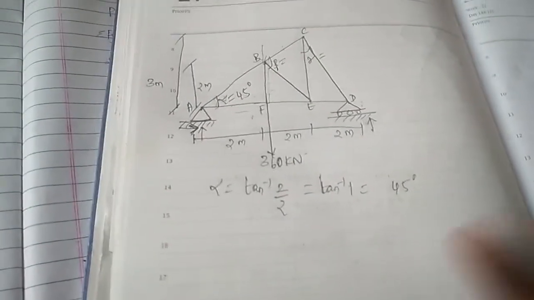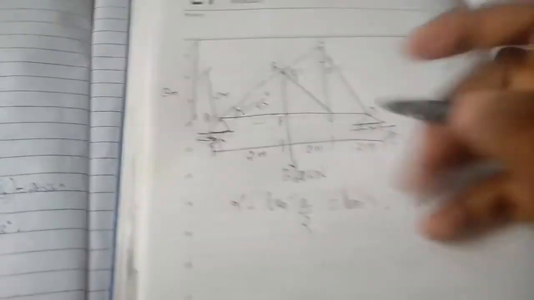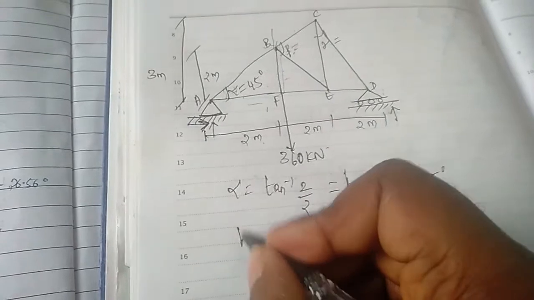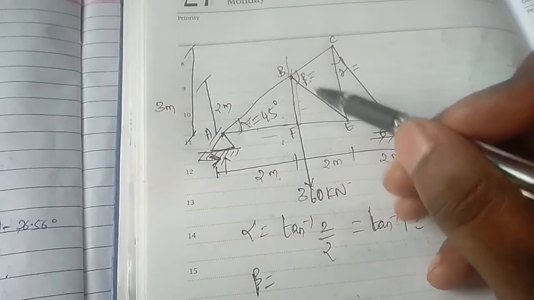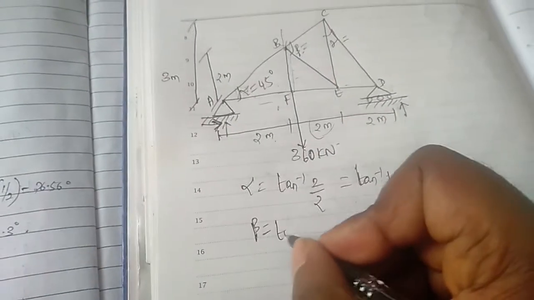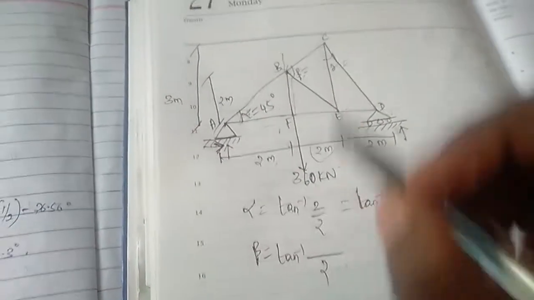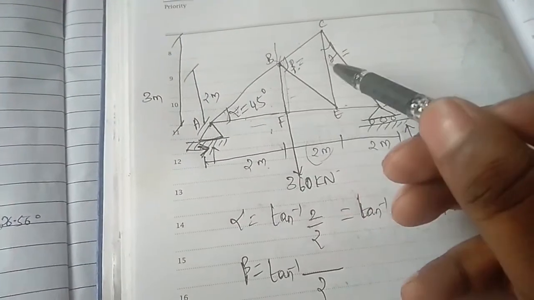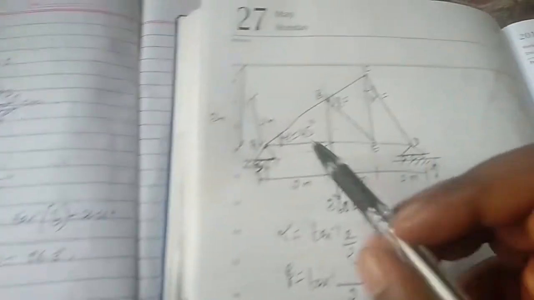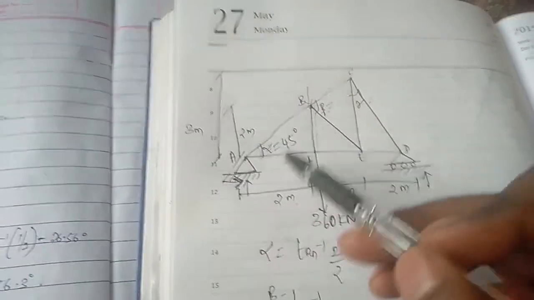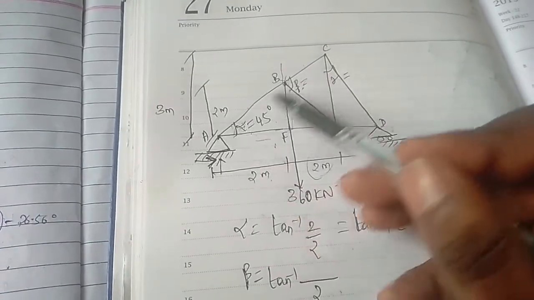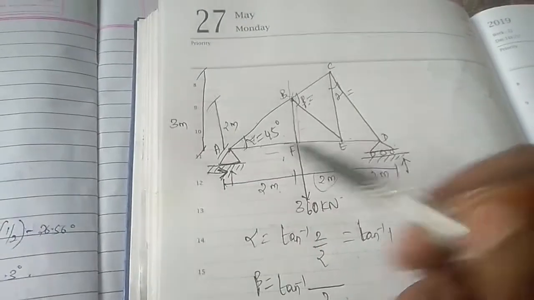You understand? Next, you have to find the beta value. Again, at beta, from here to here what is the distance? 2 meters. So tan inverse of opposite by adjacent. Likewise, opposite by adjacent you have to calculate for this triangle.